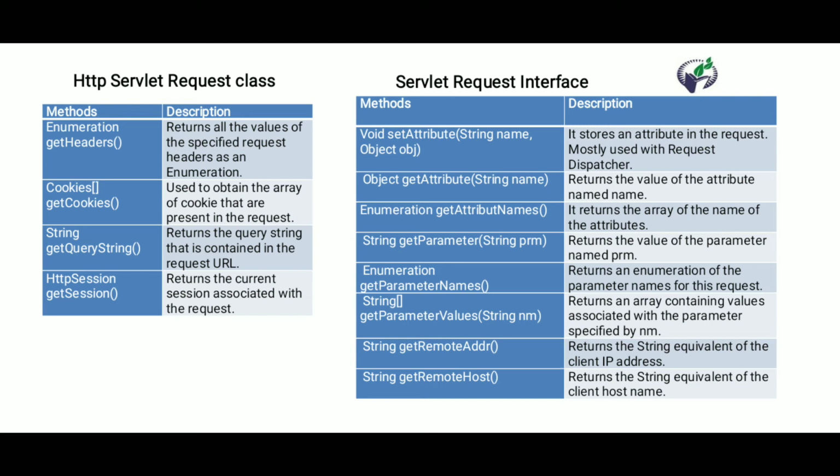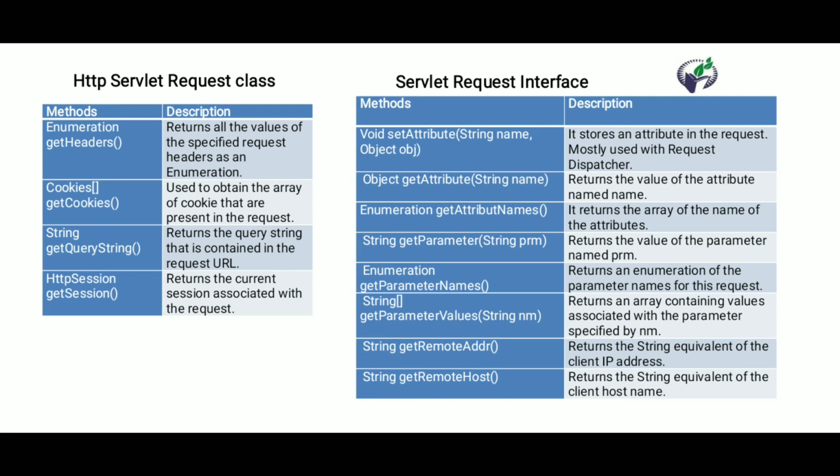Then if any cookie is set with the request, the get cookies method returns the list of the cookies. Then get query string contains the requested URL, and the get session method returns the current session, if any is associated with the request, then it returns the session information. Then the servlet request interface also contains different methods.